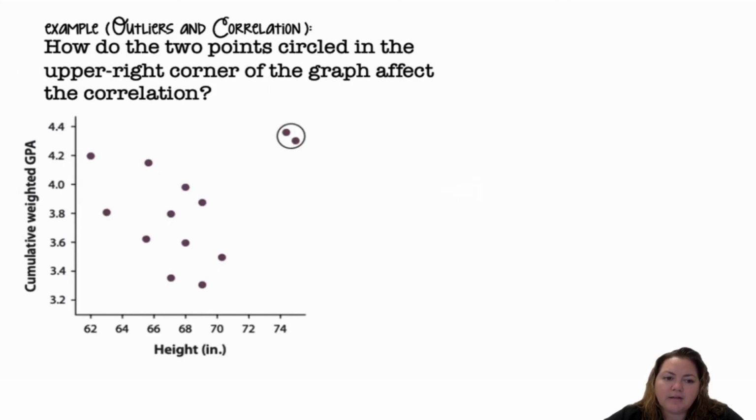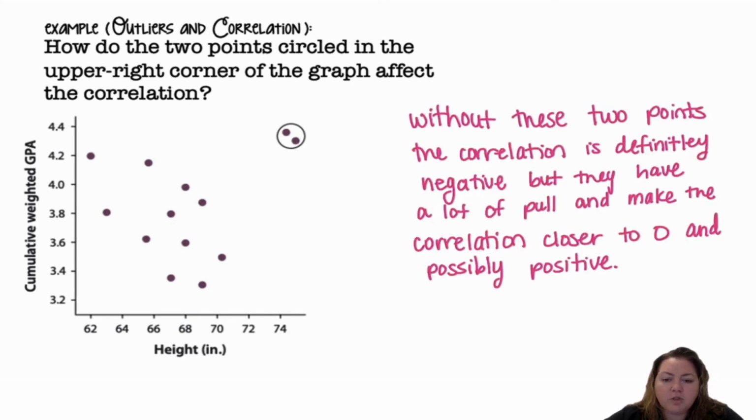All right, outliers. How do the 2 points circled in the upper right corner of the graph affect the correlation? Without those 2 points, the correlation would definitely be negative. But because they're further out on the x-axis, they have a lot more pull. They have more leverage on the line of best fit, and so they're pulling the correlation closer to 0 and even possibly positive.